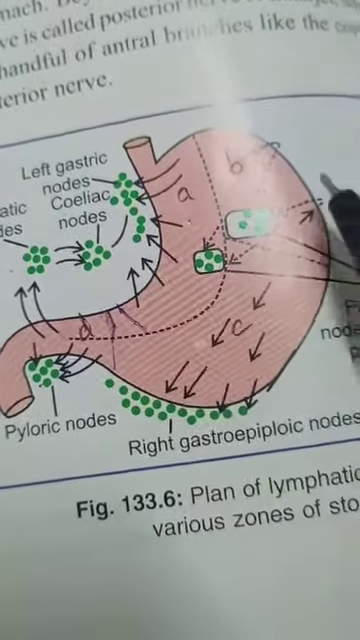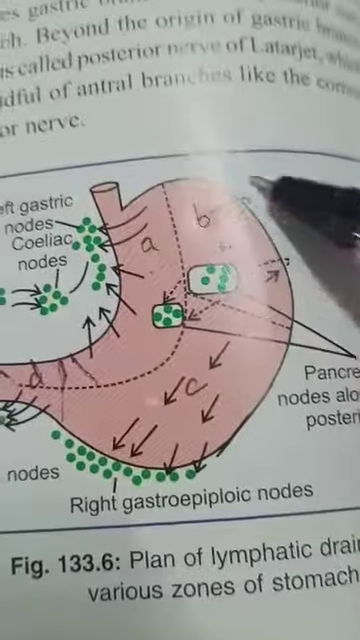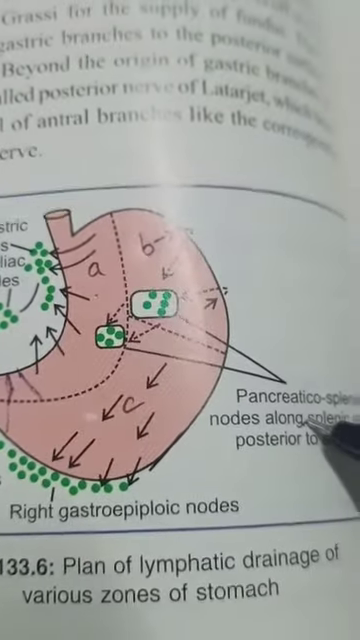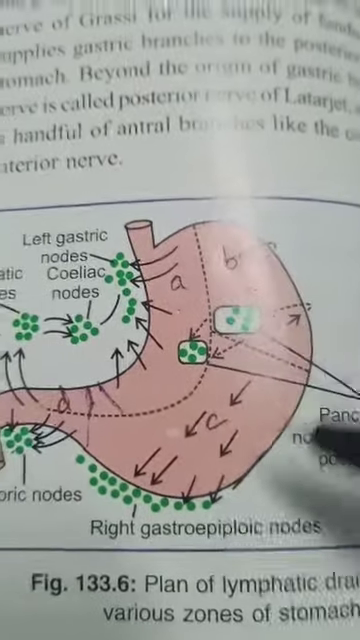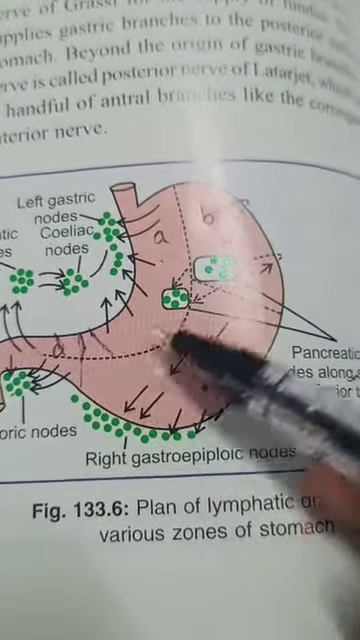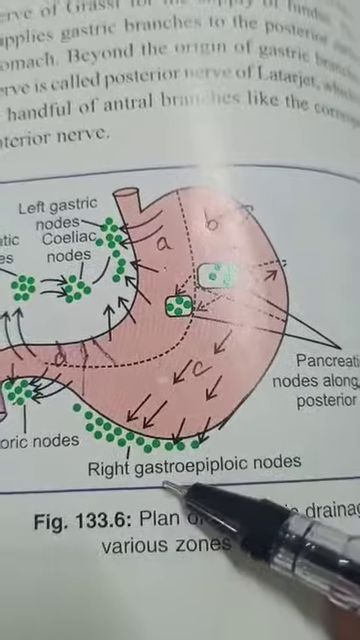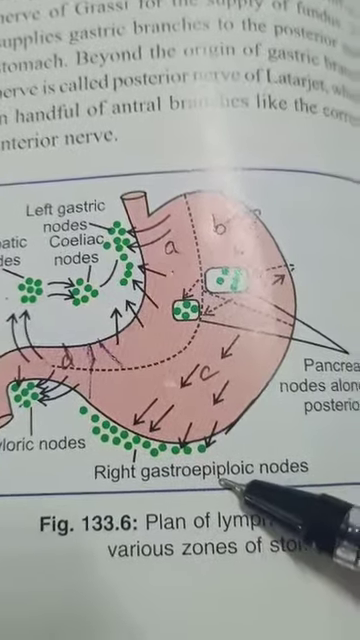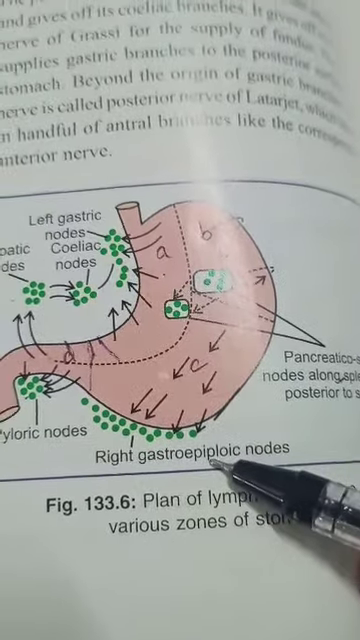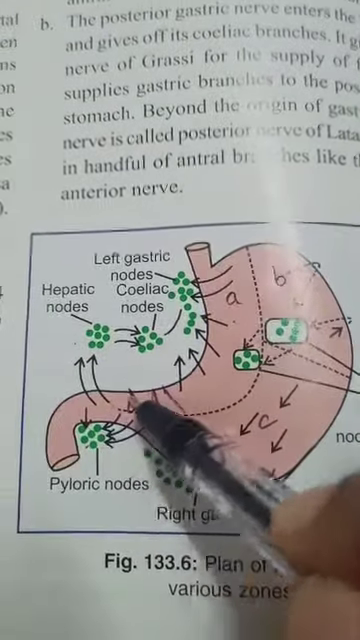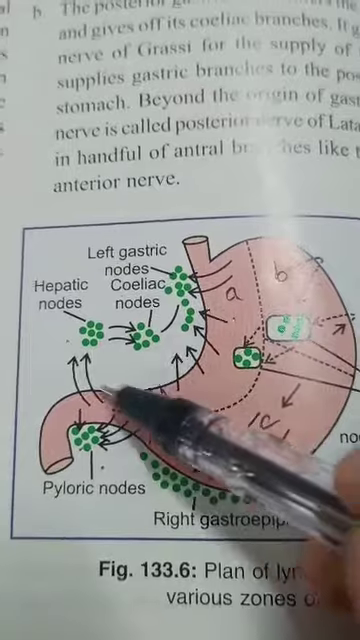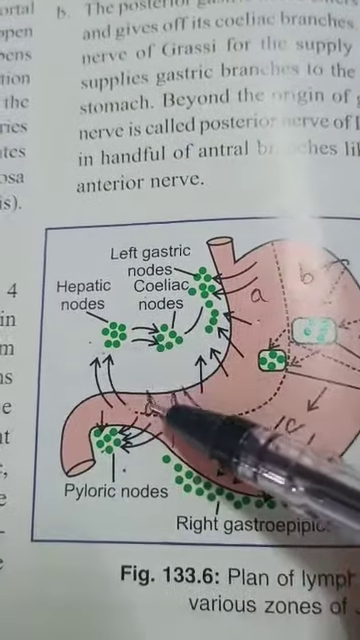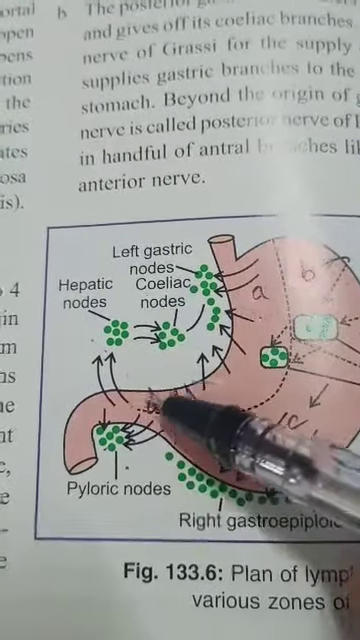Then the B portion, this region, drains into the pancreatico-splenic lymph nodes. Then area C drains into the right gastroepiploic lymph nodes. And portion D drains into the pyloric nodes and also into the hepatic nodes. Pyloric lymph nodes and also hepatic lymph nodes.